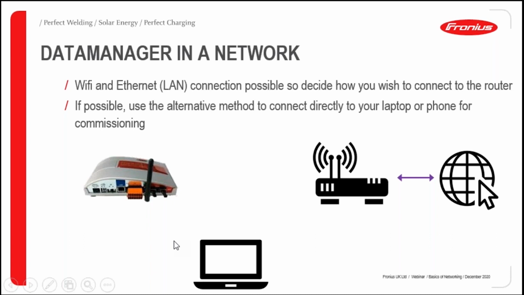So in the most basic instance, there are 3 components that we have in our network. We'll have our data manager, we'll have our laptop or phone for connecting and commissioning the data manager, and then we have the router, which is going to be collecting and sending the data to the internet.